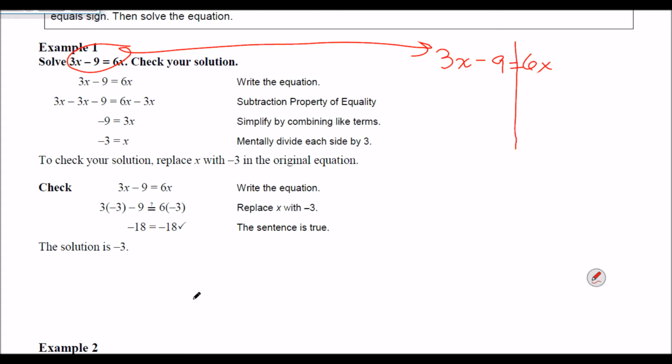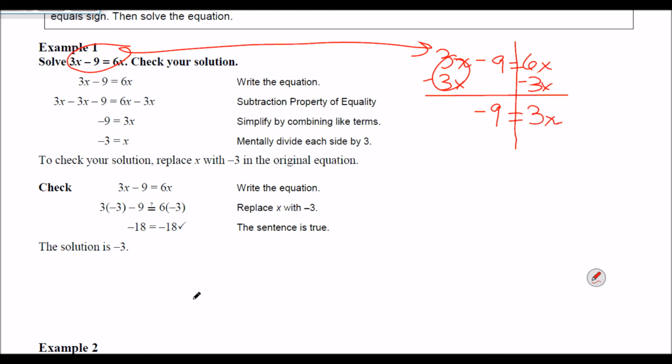So 3x is smaller, so I'm choosing to get rid of that. So in front of the 3x, I don't have a sign. Anytime I have a sign there, I want to pay attention to it. But because we don't have one, I know it's a positive 3x, so we want to subtract 3x so that it becomes 0 and goes away. All right? So on the left side, that subtract 9 comes down, and it actually becomes negative 9 now. And on the right side, 6x minus 3x is 3x.